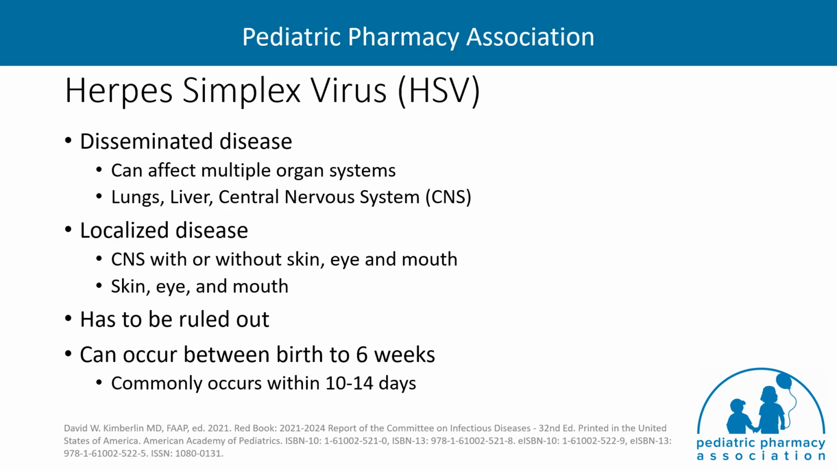The first type of HSV infection is disseminated disease and is very concerning. This can affect multiple organ systems, including the CNS, lungs, and liver. Localized disease is the second type of HSV infection, but largely affects the skin, eye, and mouth. It is important to note that CNS involvement can still occur even with localized disease. Oftentimes, infection with HSV must be ruled out as a source and does require specific cultures to be sent.